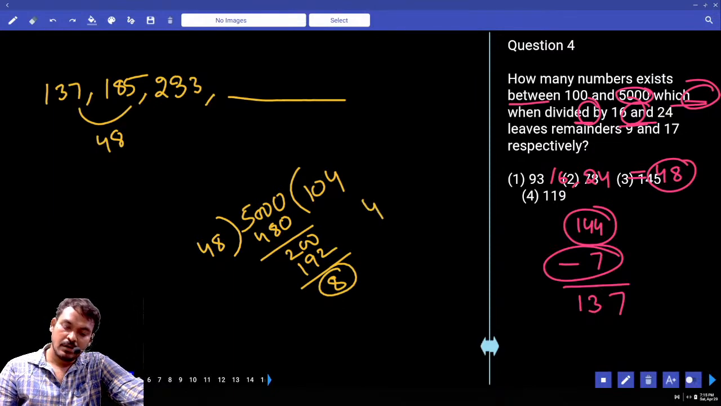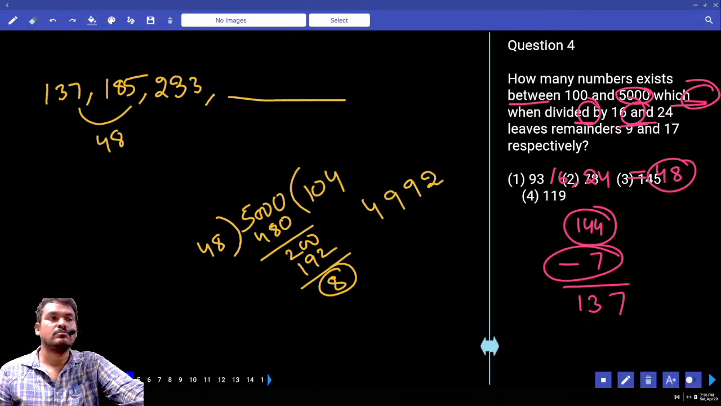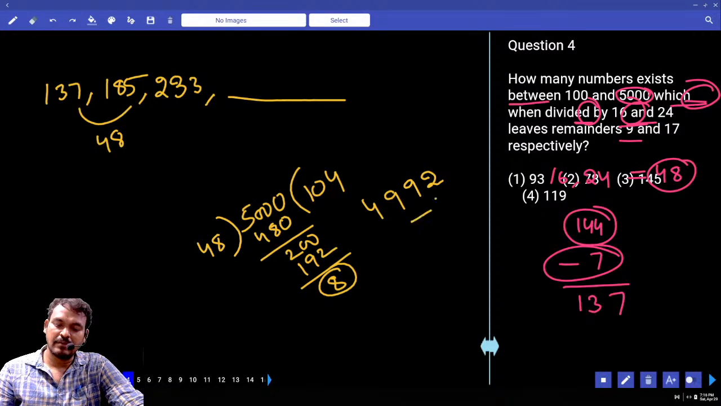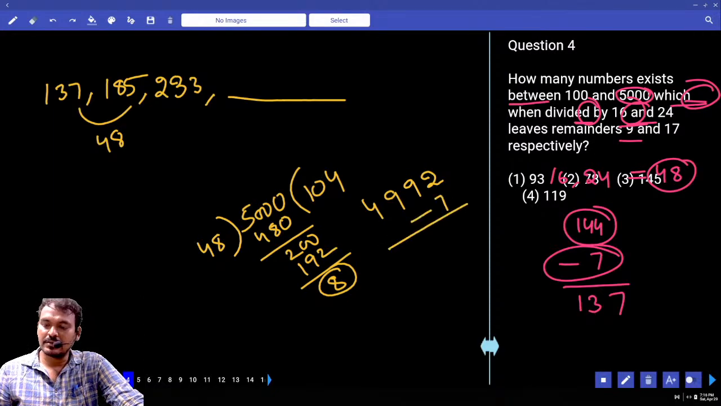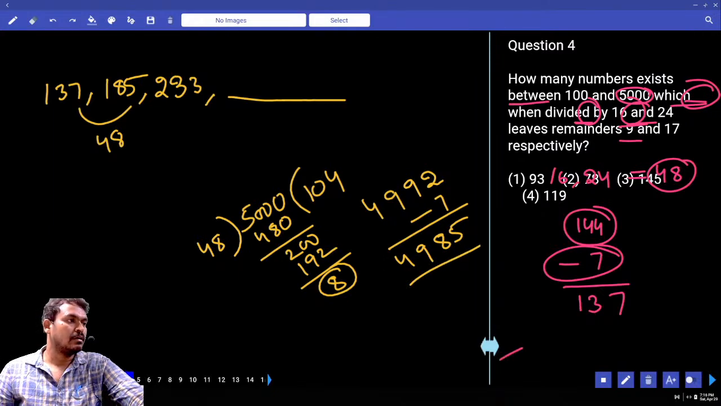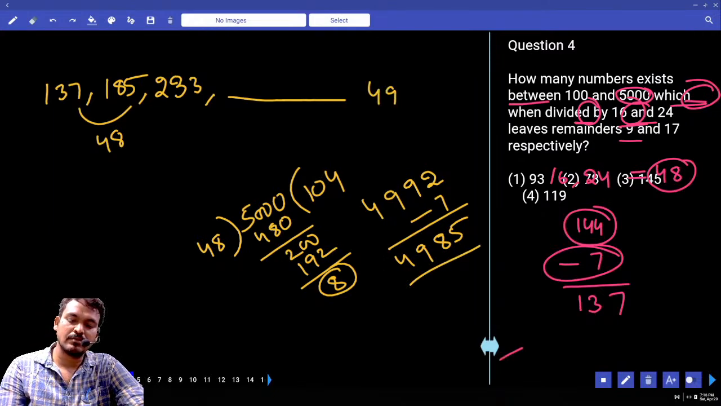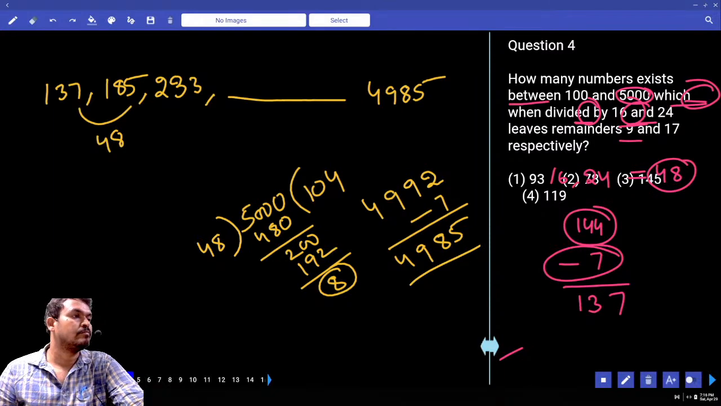4992, or not? But in every case, what is the difference between the remainder and the divisor value? 7, or not? Are we subtracting 7 or adding 7? Subtracting 7. What is the value? 4985, or not? Okay. That is the last number or first number? Last number, or not?